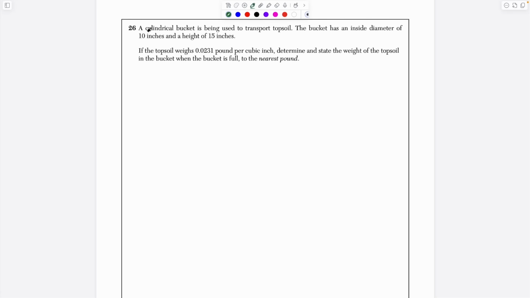So for this one, we're starting off with the information here that we have a cylindrical bucket, which means the bucket, if we sketch this out, is going to be in the shape of a cylinder. Now, if you go to the back of the Regents, the volume of a cylinder is pi r squared times h. And just know r represents the radius and h represents the height. And they told us over here the inside diameter is 10 inches.